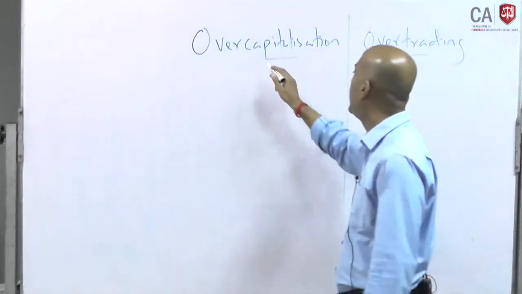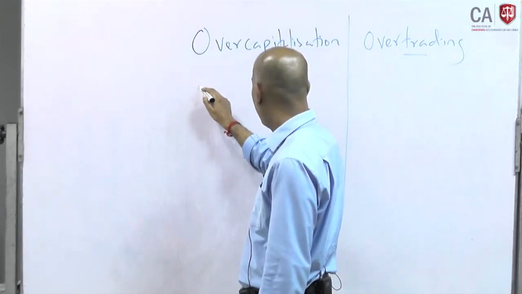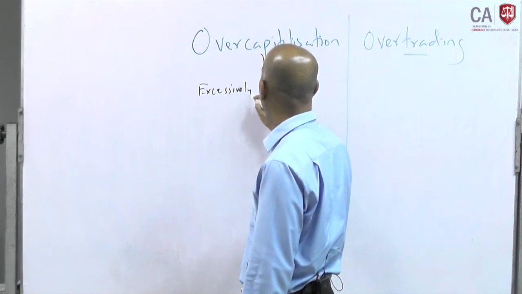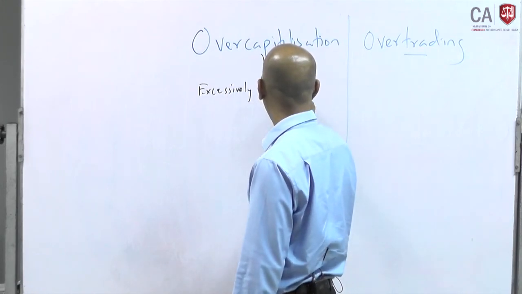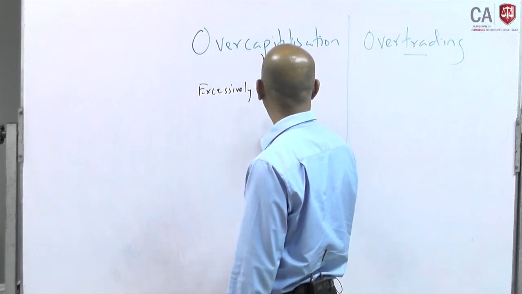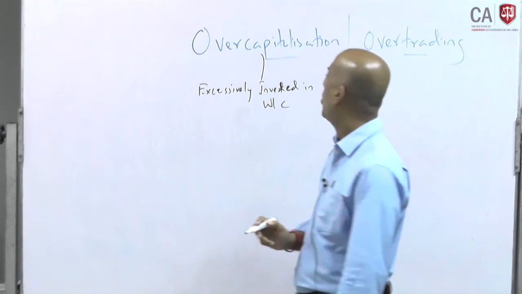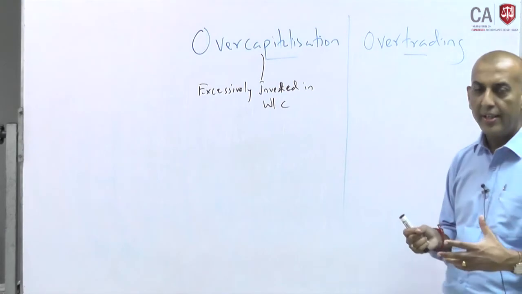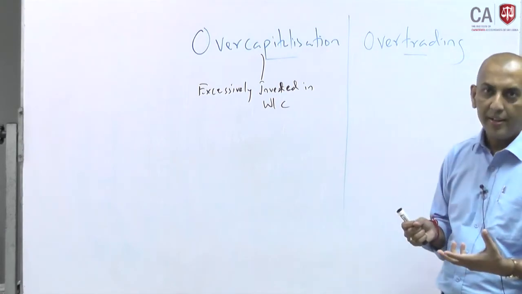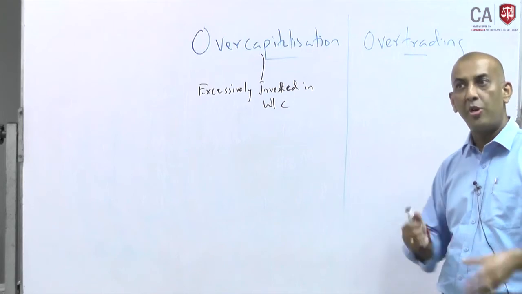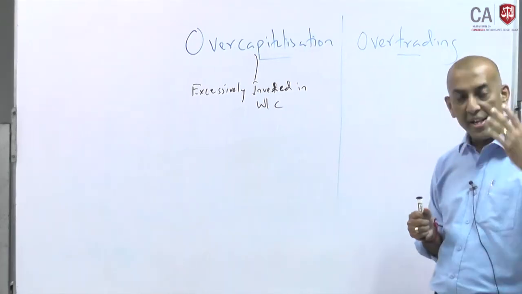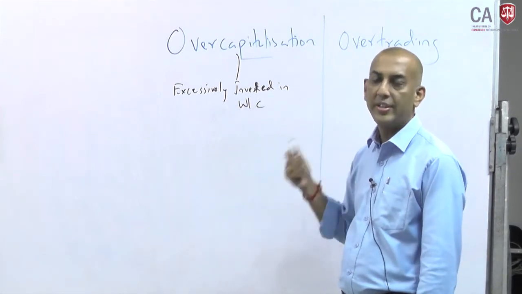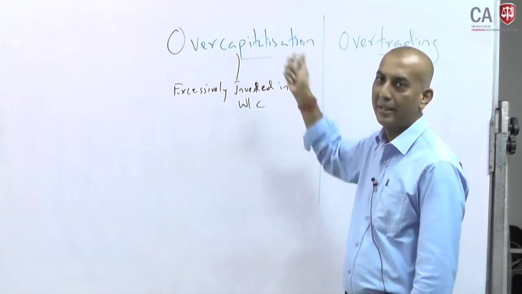So over capitalization means excessively invested in working capital. Over capitalized. The company has invested excessively. Excessive means what? More than the requirement. If you have invested more than the requirement, that is called excessively invested. So excessively invested in working capital is called overcapitalized.